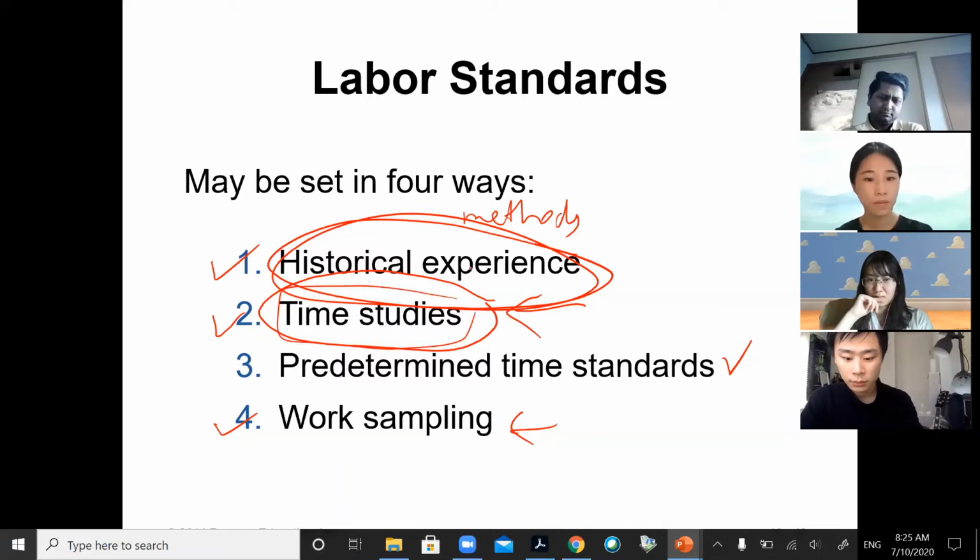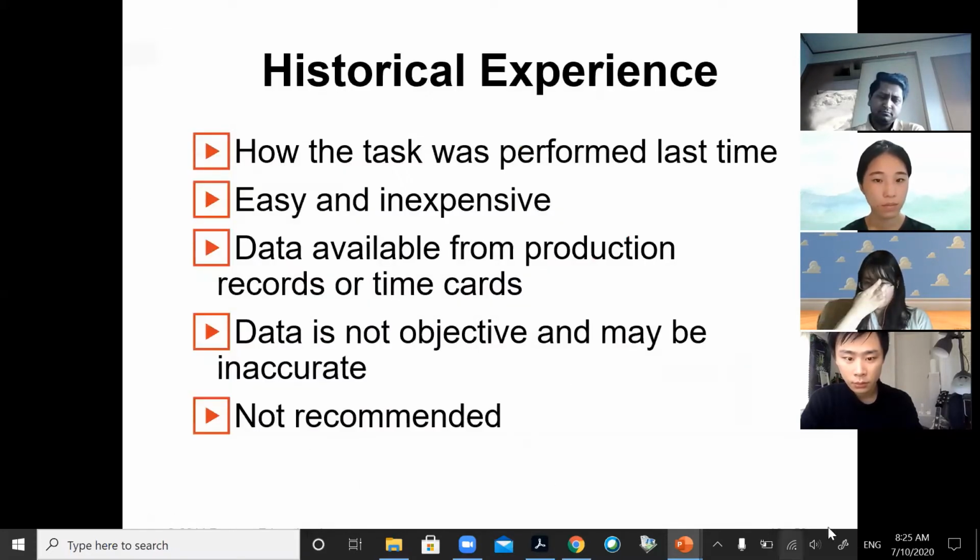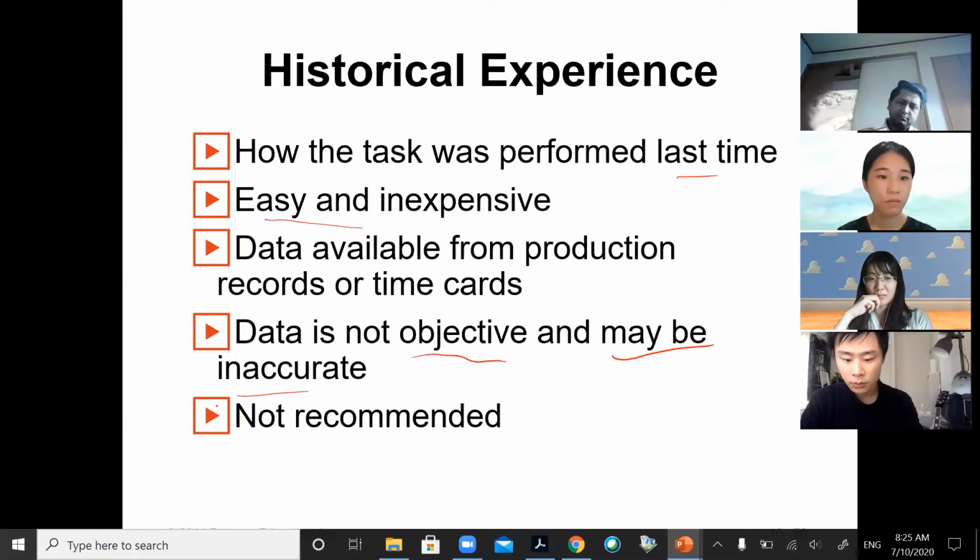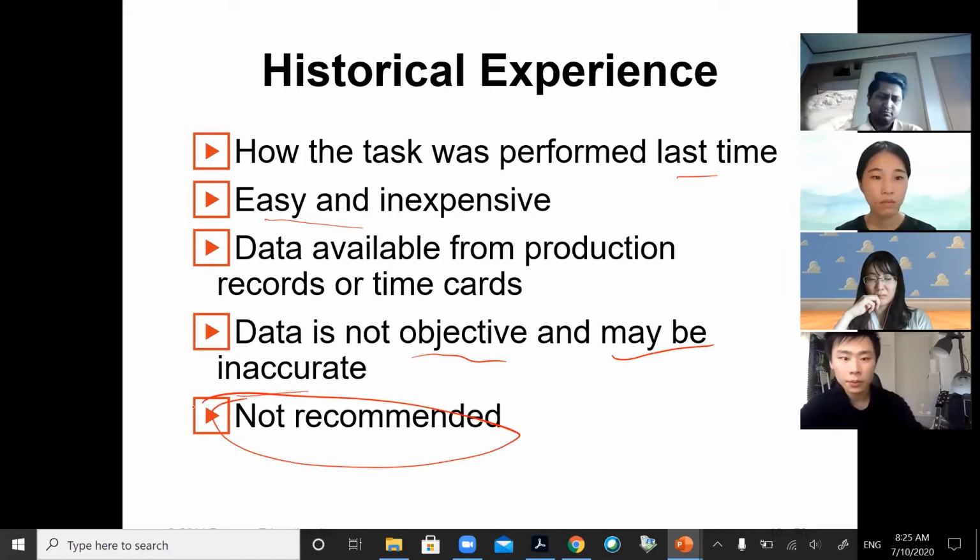time study. Okay? Rather than basing a job's content and time on historical experience, which has a lot of variation. So when you do a work, we can have this. Historical experience is how the task was performed last time. It's easy because you don't have to do anything, just go on your feeling and opinion. The data is not objective and maybe not accurate. Not recommended for continuous work.